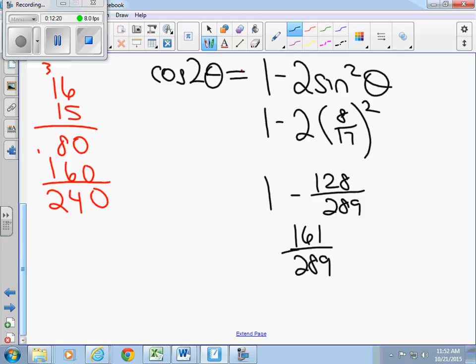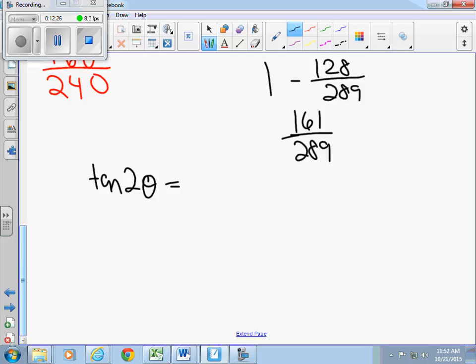You have 2 options on tangent of 2 theta. What could you do on tangent of 2 theta? You could do the formula, right? You could do 2 tangent of theta divided by 1 minus tangent squared of theta. That would work great. What else could you do since you have sine and cosine? I could do sine of 2 theta divided by cosine of 2 theta.